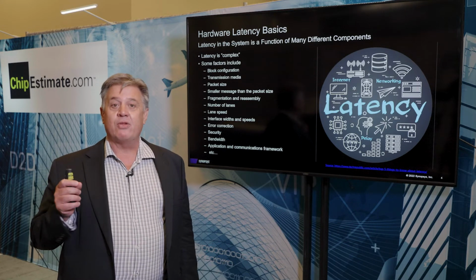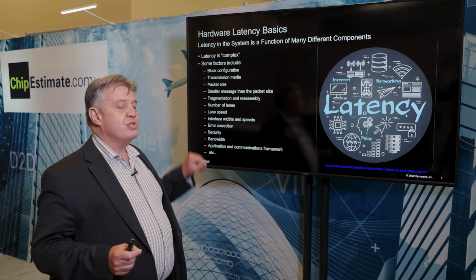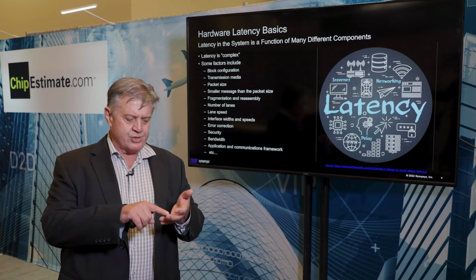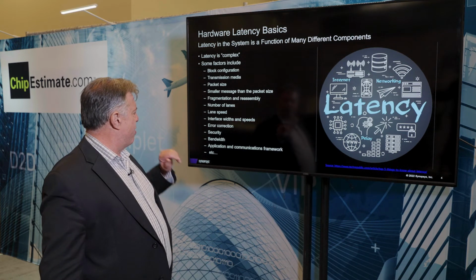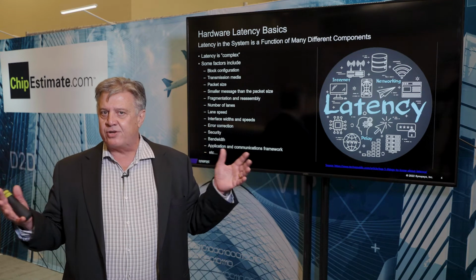If somebody says, my latency is X, you need to get more detail. How is it set up? What is the transmission media? How are the packets? If you measured latency with jumbo packets, it's probably going to be better than if we have a bunch of fragmented packets. Do we have to do lots of disassembly and reassembly? How many lanes are there? What speed are you running? Is it a 10 gig network? Is it an 800 gig network? The interface widths, error correction, security, bandwidth, tons of factors actually impact the real latency.